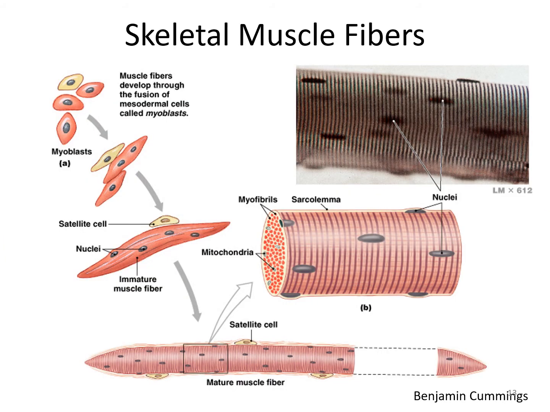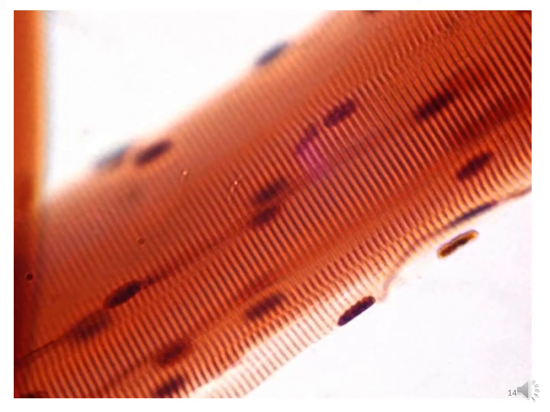So here's another look at skeletal muscle fibers. They are in fact fused muscle cells, and they do have this multinucleate characteristic. We don't tend to see that in other types of muscle cells. Great view here of these nuclei. You can see them here forming this skeletal muscle cell.